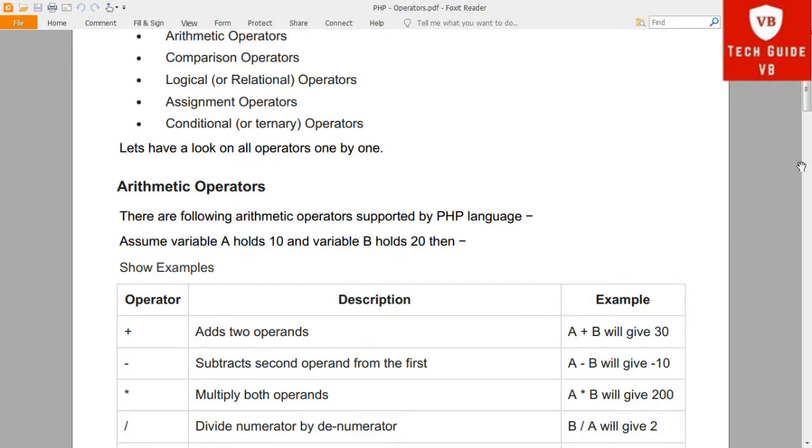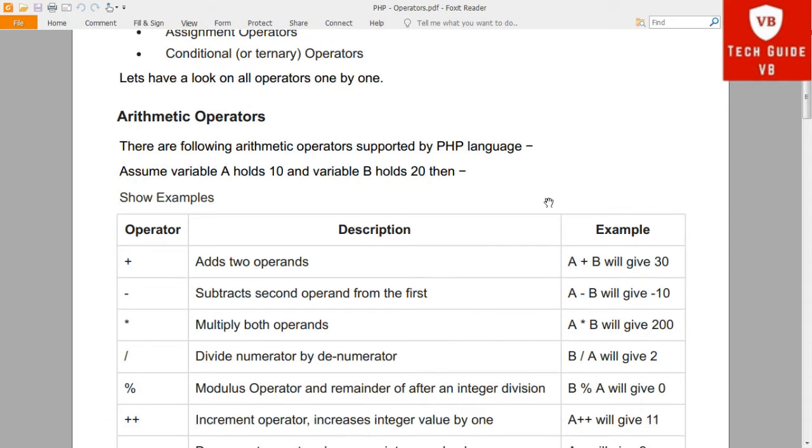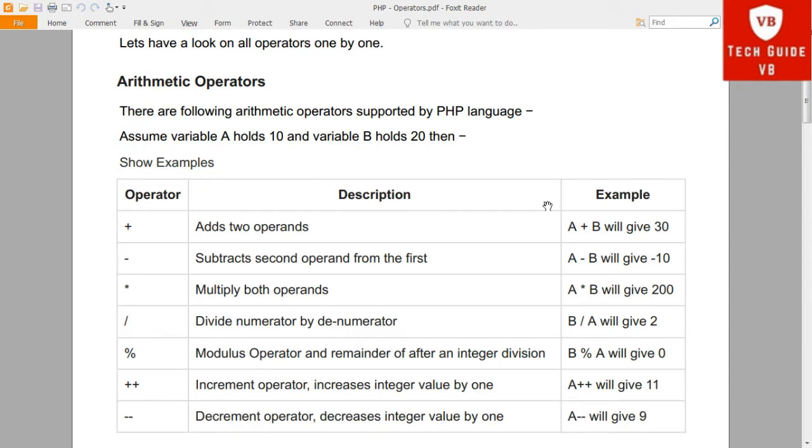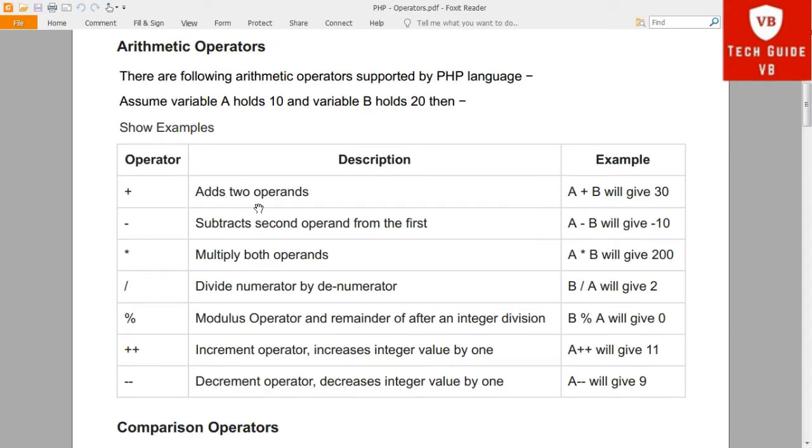There are the following arithmetic operators supported by the PHP language. Assume variable A holds 10 and variable B holds 20. That is, A = 10 and B = 20. Then with the help of operators, we will see the following examples. If we consider the plus operator, which is used to add two operands, example A + B, that will give 30 because A = 10 and B = 20.